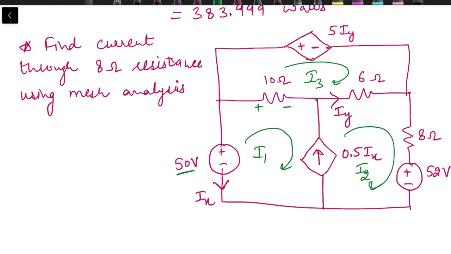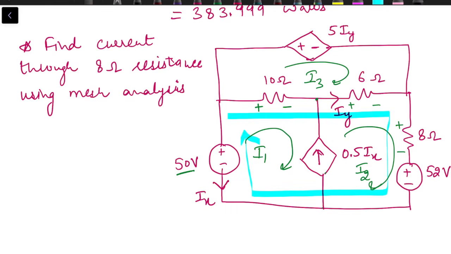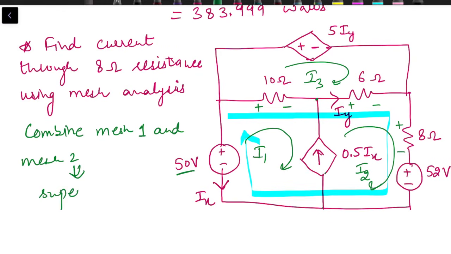We can write the voltage drop across the 6 ohm resistance, across the 8 ohm resistance, then the voltage of the 52 volt source. But we have no idea about the voltage across this 5Ix source. So what we need to do is combine these two meshes all together to make a super mesh. So we combine mesh 1 and mesh 2, and that will give us the super mesh.